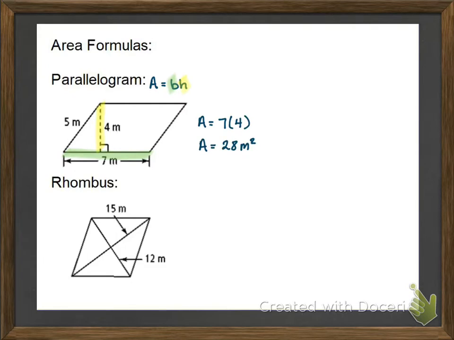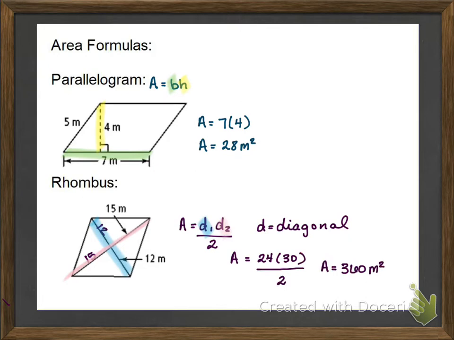For a rhombus, our area is diagonal 1 times diagonal 2 divided by 2. So D1 times D2 over 2, where D stands for diagonal. Now, we do need to remember our rhombus properties with diagonals. A diagonal is bisected where they intersect. So if one part of the pink diagonal is 15, the other side is 15. If one part of the blue diagonal is 12, the other part is 12. So when we plug it in, we have 12 plus 12, which is 24, and 15 plus 15, which is 30. So the area equals 24 times 30 divided by 2. So the area for this rhombus is 360 meters squared.